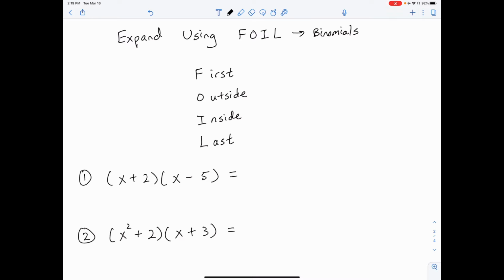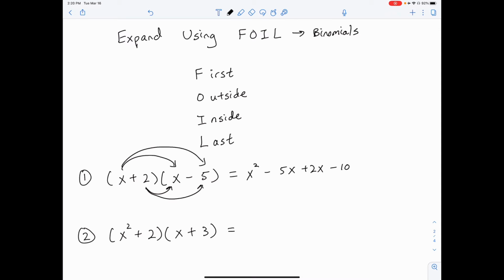So first means I take the first ones of each bracket and I multiply them. So x times x would give us x squared. Outside means the two most outer terms. In this case, it would be the x times the negative 5. So it'll give us minus 5x. Inside means the two inside terms, like so. 2 times x would be plus 2x. And the last terms would be the last items in each bracket. So 2 times negative 5, giving us negative 10.